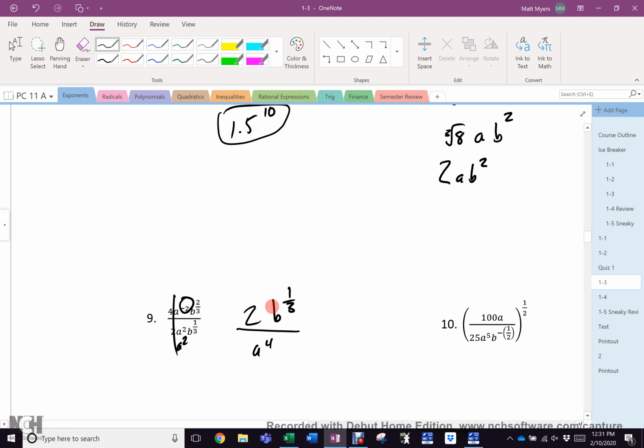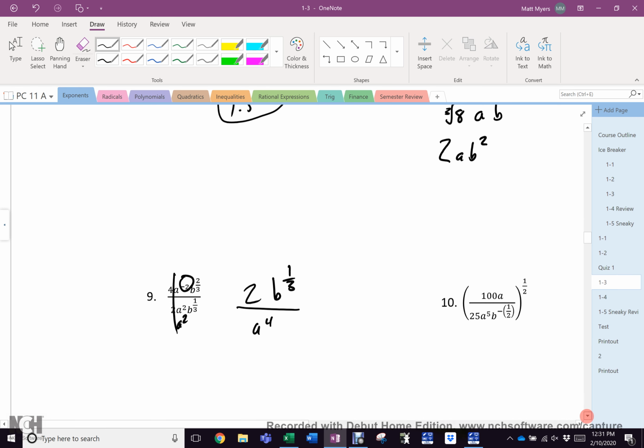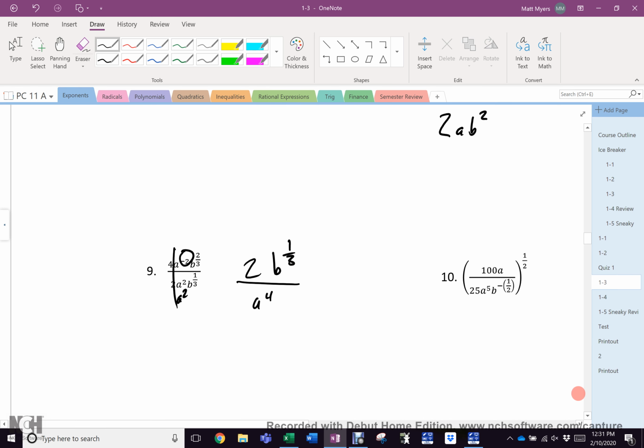Is that one of the levels of doneness? Sure. What more math could you show me there that you know math? What could you do? You could say 2 cube root b over a to the 4th. Do both of those make me happy? Yes. What if I asked you for exponential form? Which is correct?